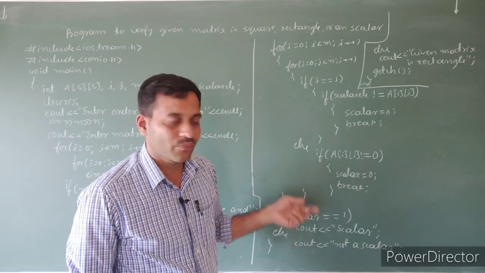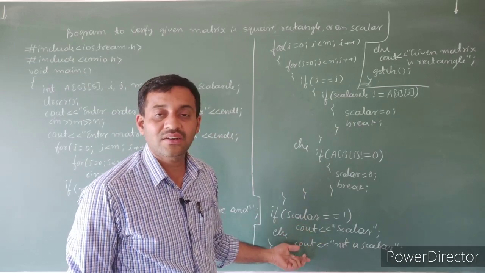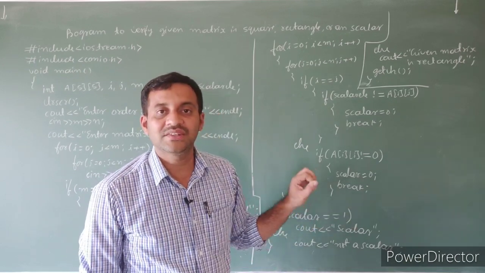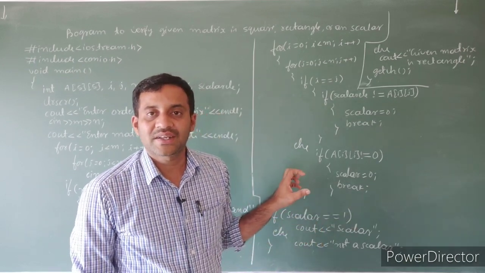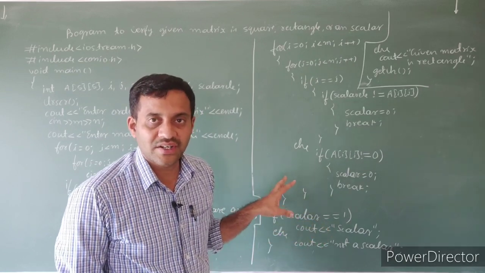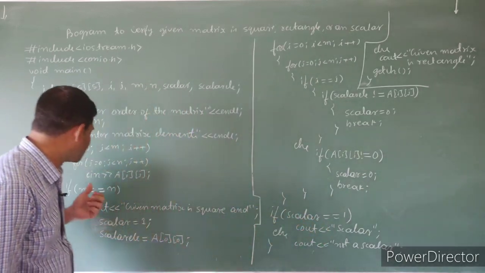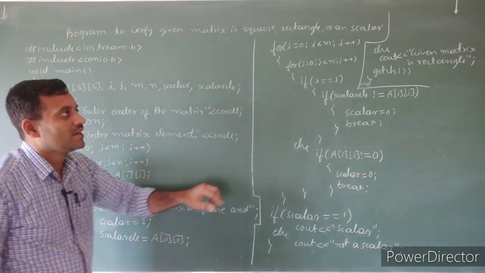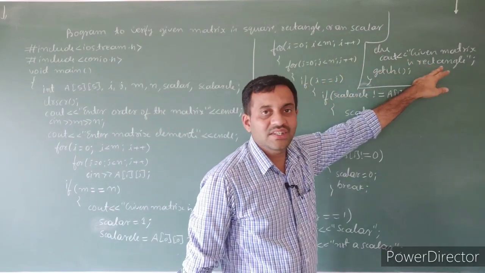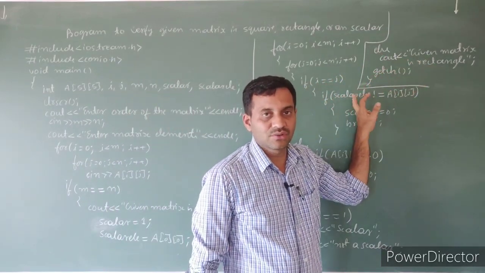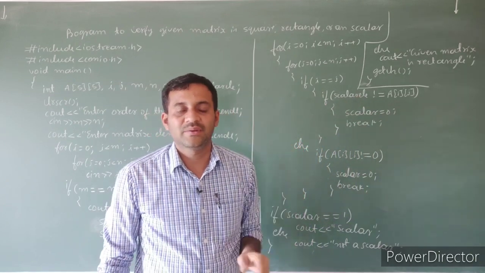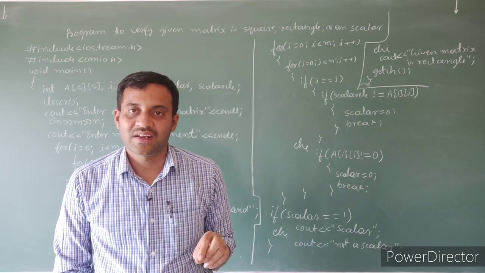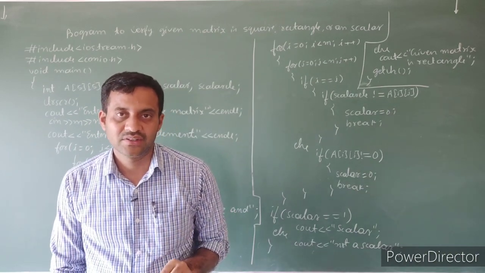Based on the value of 0 or 1, we have to say given matrix is scalar or not a scalar. If the scalar is equal to 1, it remains the same. Then given matrix is scalar, otherwise given matrix is not a scalar. Initially, if m is not equal to n condition returns false, directly we say given matrix is rectangle, get CH, close the program. It is a simple program to say given matrix is square or rectangle or a scalar.